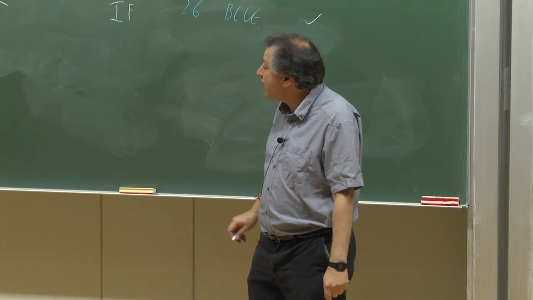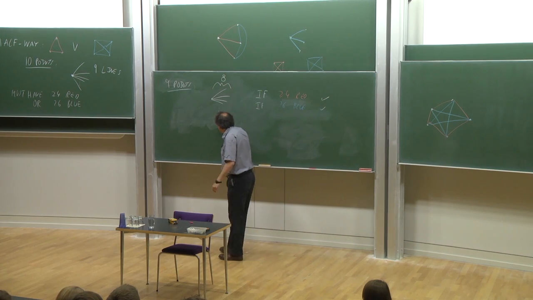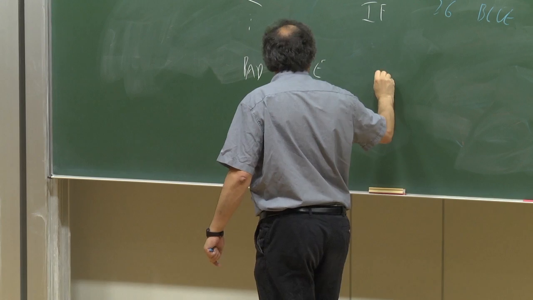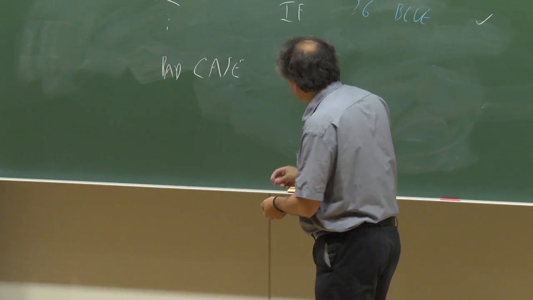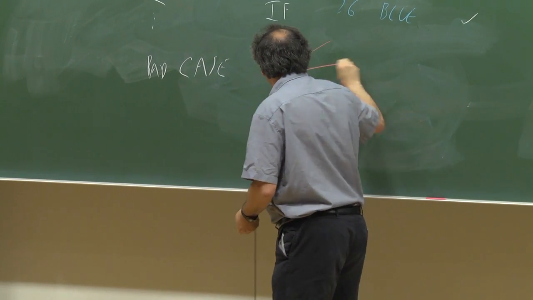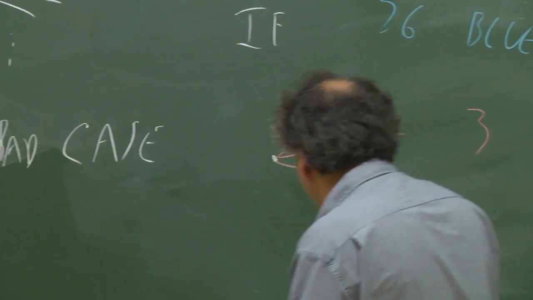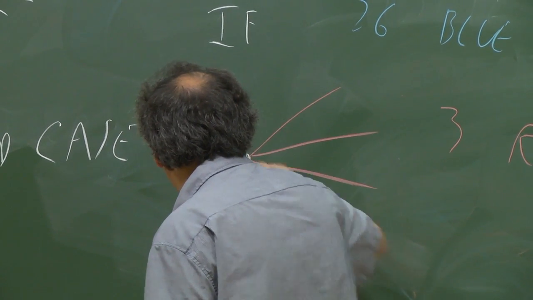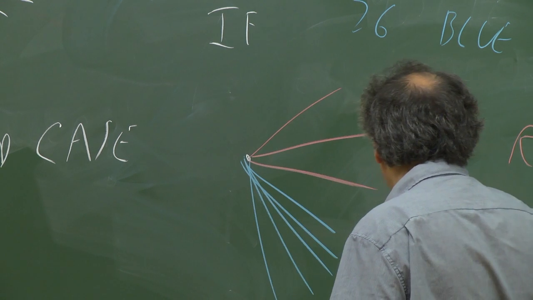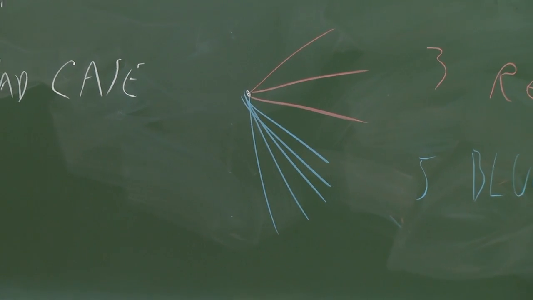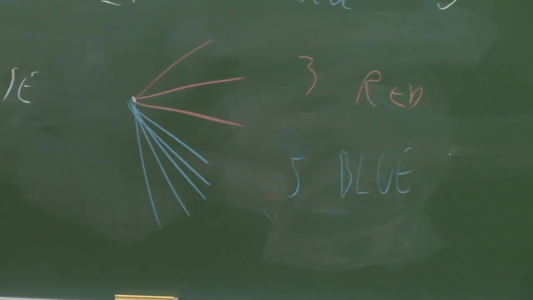And here's our problem case. Our bad case for us is when out of our point we have exactly 3 red and exactly 5 blue. And then we're in trouble.